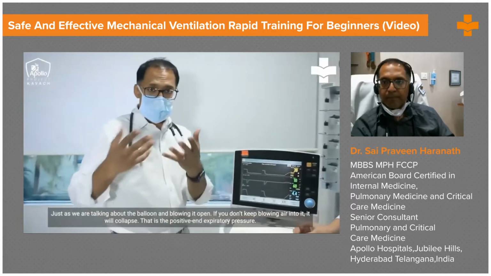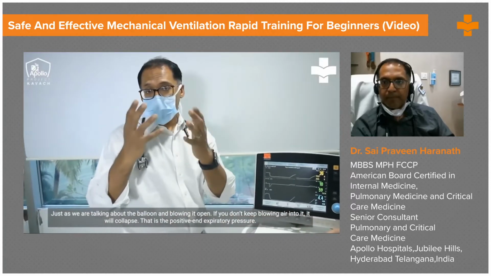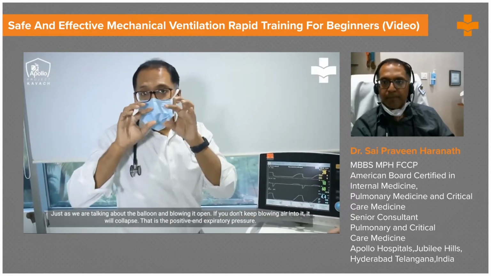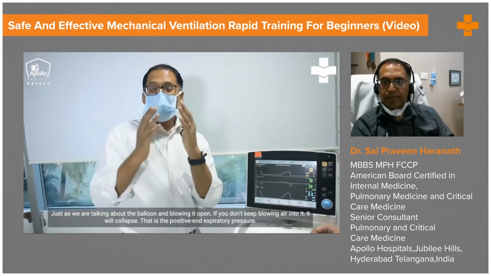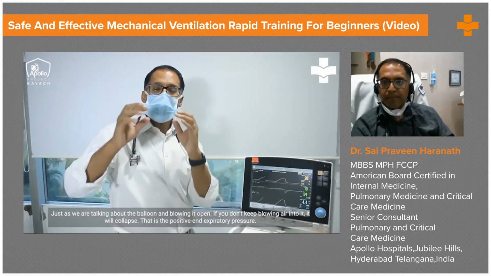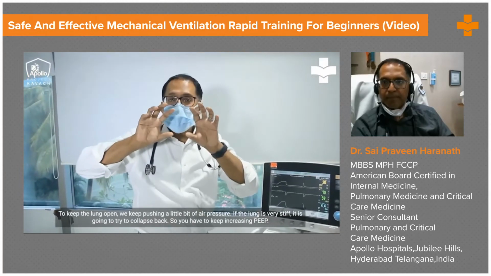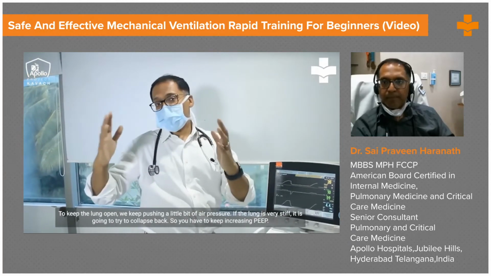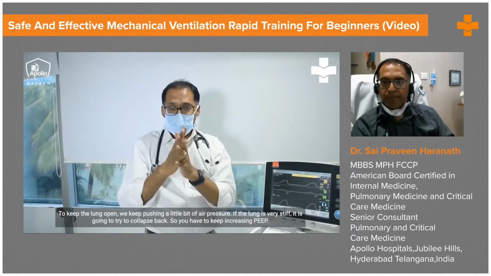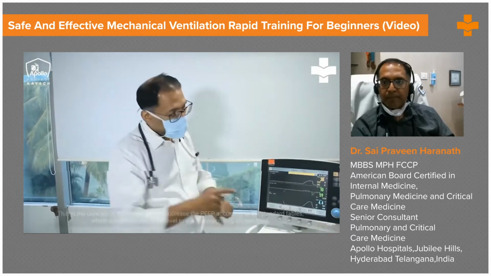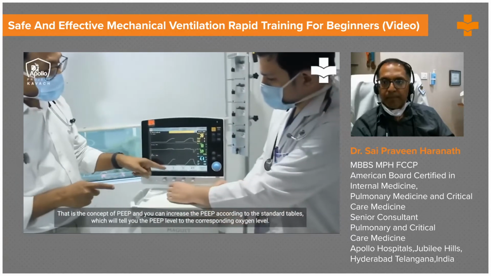That's right. So just as we were talking about the balloon, you blow it open. I'm sure all of you have blown it. If you don't keep pushing air in, it's going to collapse. So that is your positive end expiratory pressure. I blew the balloon of the lung open, and I want to keep it open, so I keep pushing a little bit of air pressure in. If the lung is very stiff, it's going to try to collapse back, so I have to keep increasing the PEEP. So that is the concept of PEEP, and you can increase the PEEP.